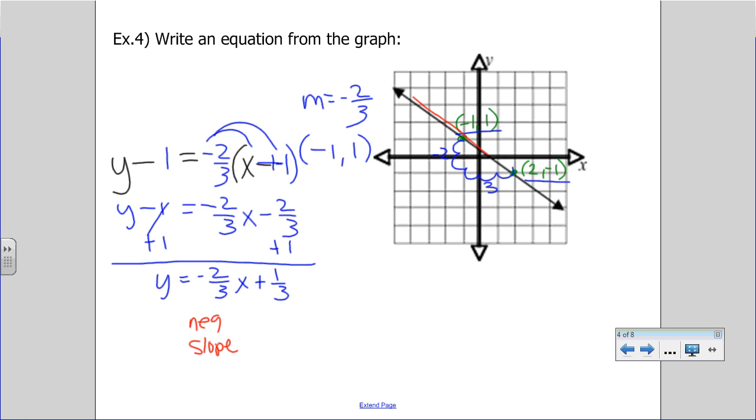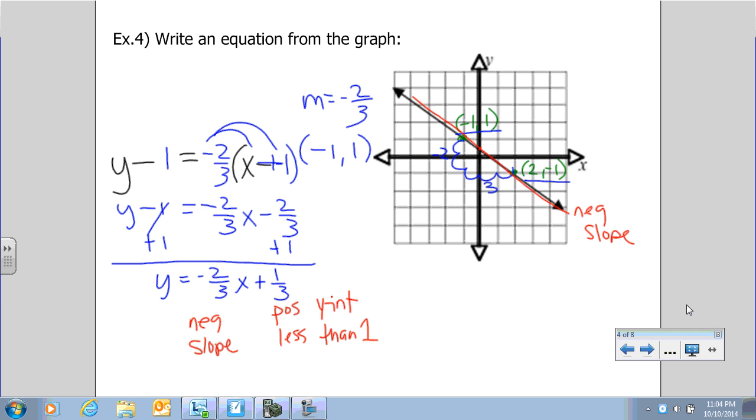This line is going down. Negative slope. So far, so good. I have a positive y-intercept that is less than 1. Positive y-intercept less than 1. So far it looks good. I'm going to do the same thing I did before.